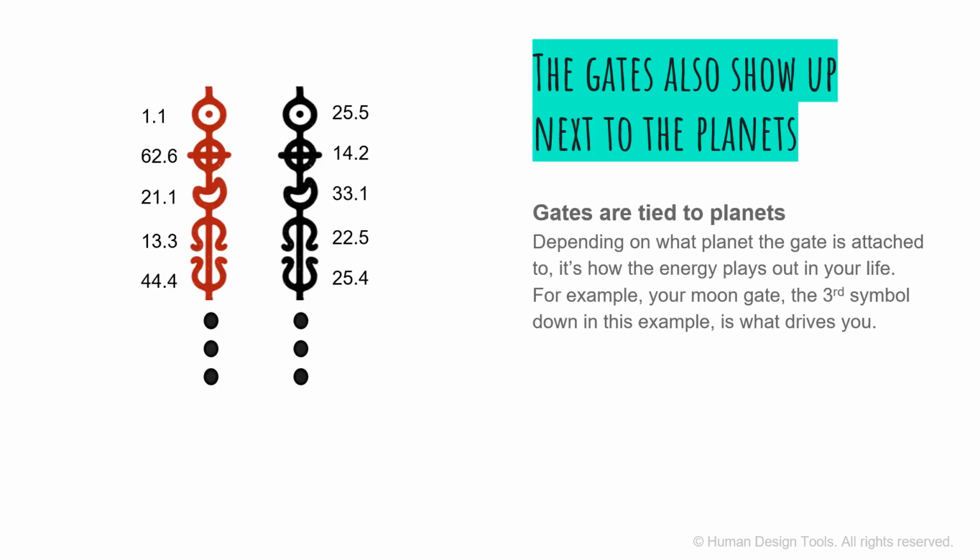The gates, you'll see the numbers. So all the numbers on the chart have to do with either gates or lines. So the numbers to the left of the decimal point are the gates, and they are connected to your planets. So depending on what planet the gate is attached to, it's how the energy plays out in your life. For example, your moon gate, the third symbol down there, is what drives you in your life. So you can look up what that gate number, for example on the conscious or the black side here, it's gate 33. So you could look into gate 33 and see what that energy means about what drives you in your life. And each planet has a different essence like that.